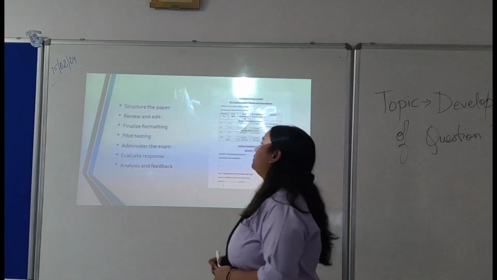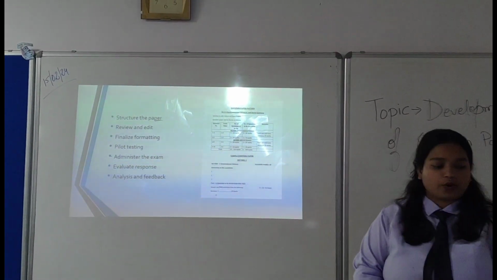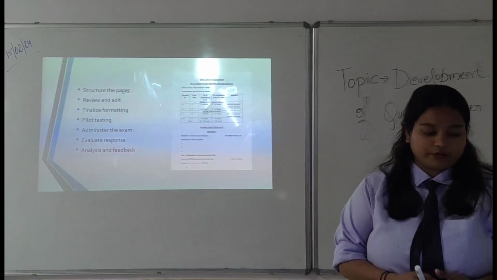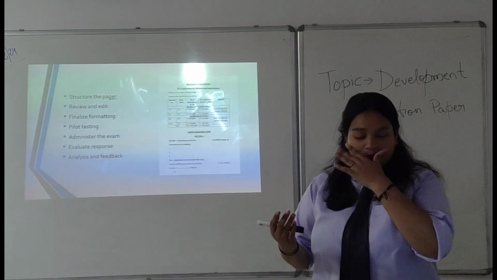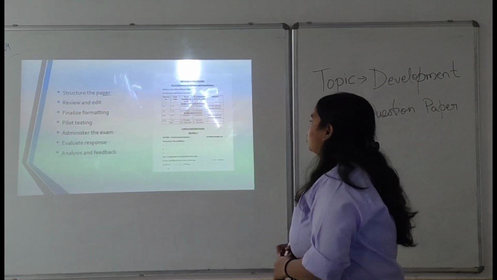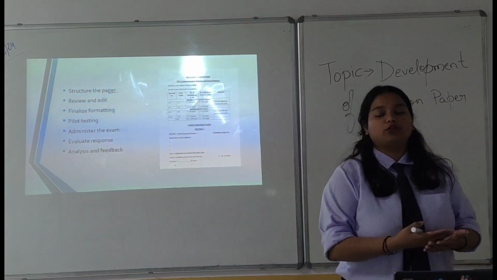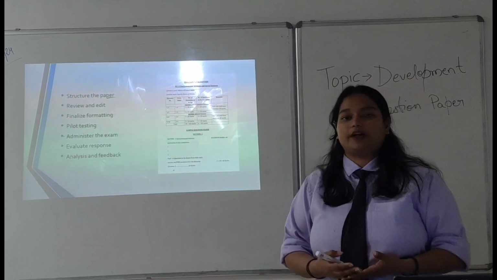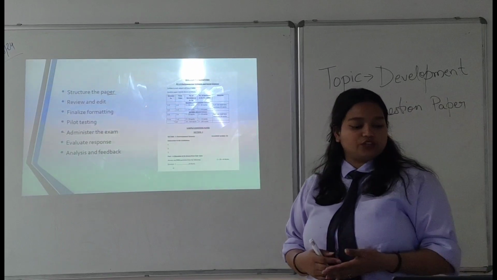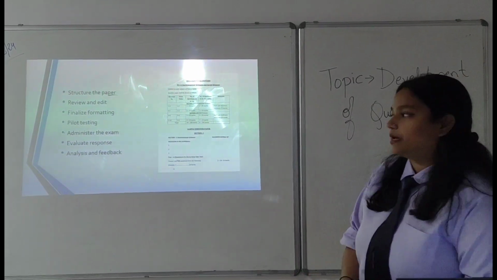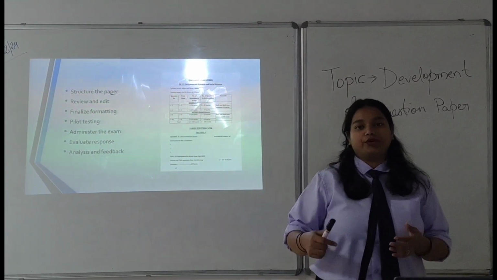So the next point will be structure the paper. The structure of the paper will organize the questions in logical sequence, with factors like difficulty, topic coverage and time allotments. So the structure of the paper should cover all these things. Difficulty level should be according to the curriculum, that is according to the syllabus that has been provided to the child or students. And next, the structure of the paper allows a fair assessment of the student's ability. The assessment should be fair and done according to the ability of a student.